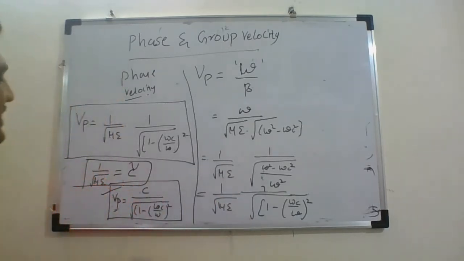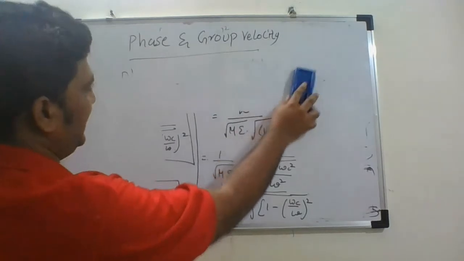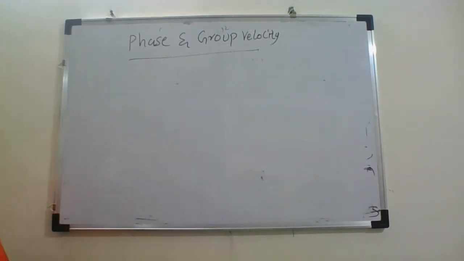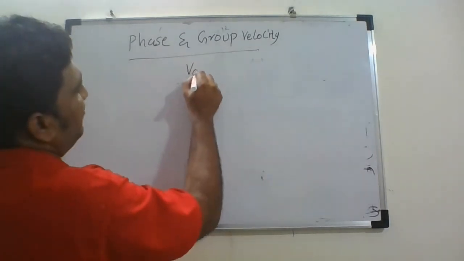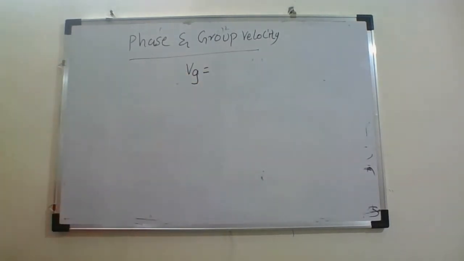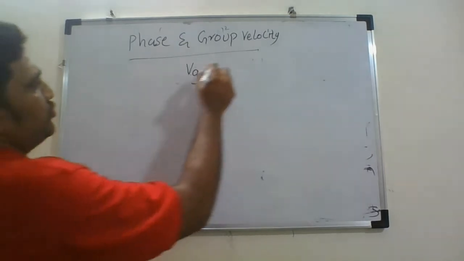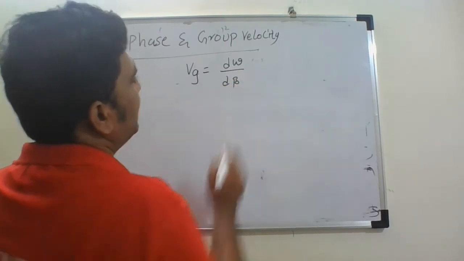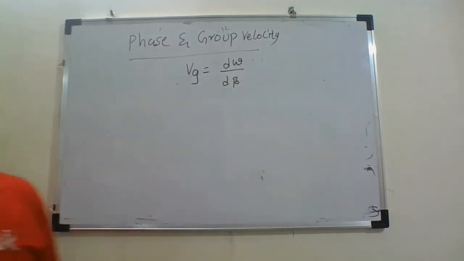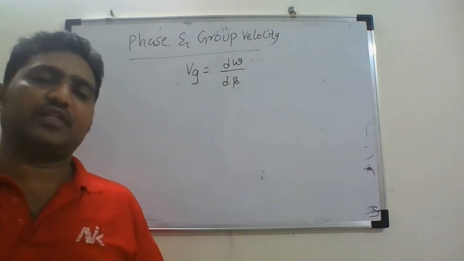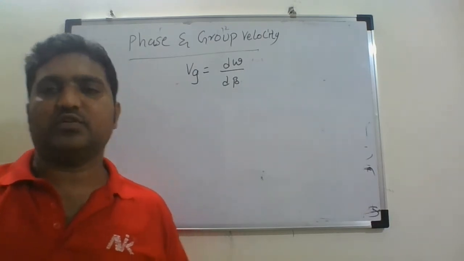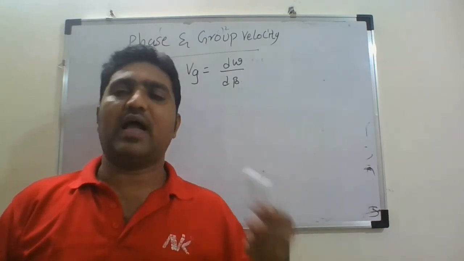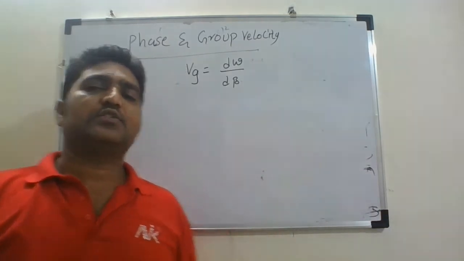Now let us similarly derive the expression for group velocity. The general formula for group velocity, represented by Vg, is Vg equals d omega by d beta. It represents the rate of change of angular frequency with respect to the phase constant. Phase velocity is the ratio of angular frequency to beta. So that's what we said.